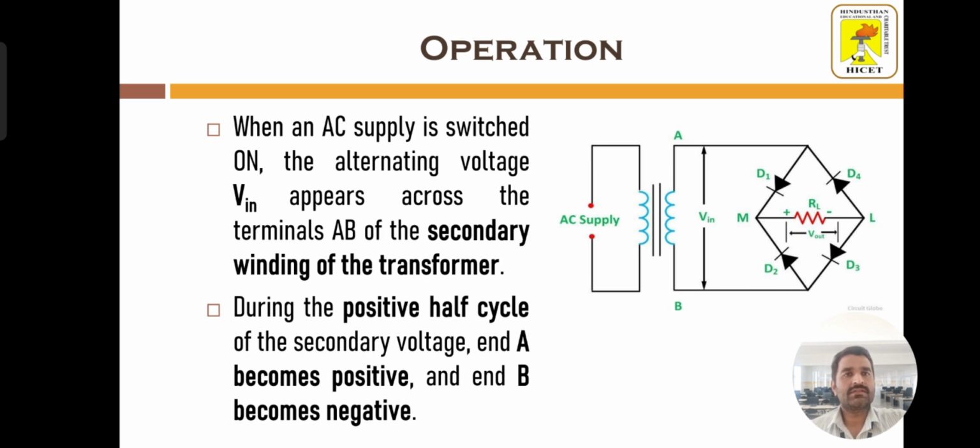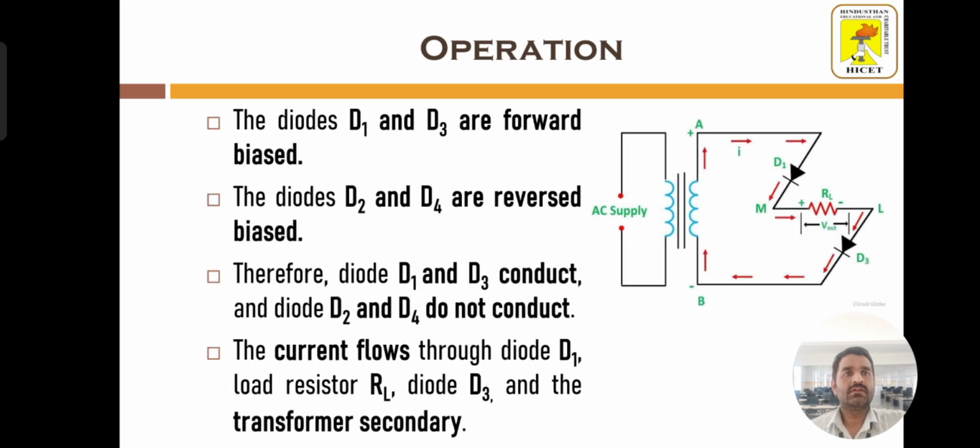During the positive half cycle, end A becomes positive and end B becomes negative. Under such circumstances, the diodes D1 and D3 will be forward biased and the diodes D2 and D4 will be reverse biased. Since the diode will conduct only during the forward bias condition, in this case D1 and D3 conduct, and at the same time the diodes D2 and D4 will not conduct. Now the current starts from A through D1, RL, D3 and reaches B.